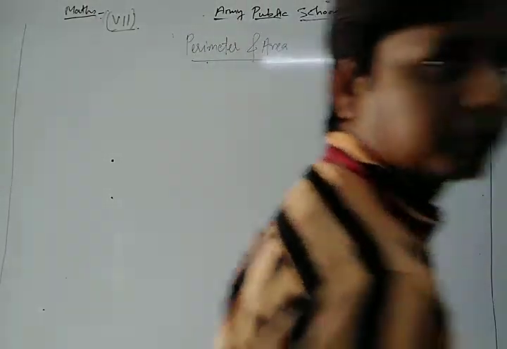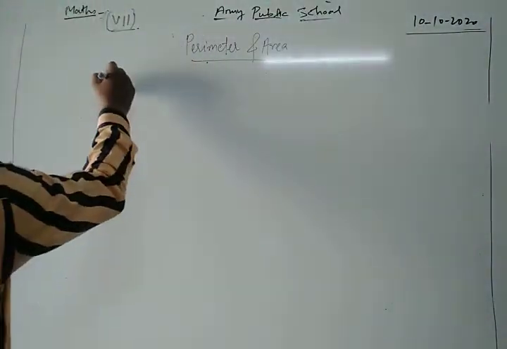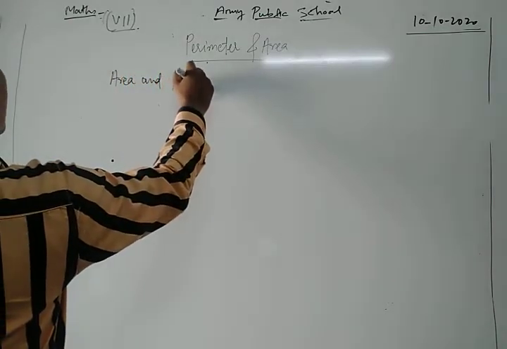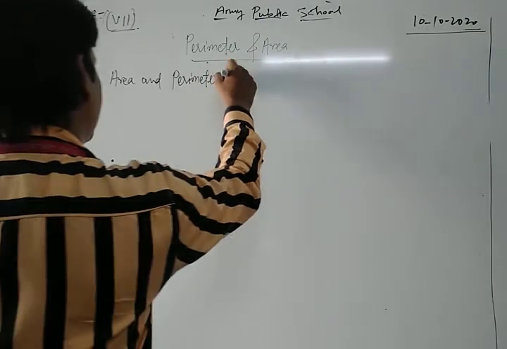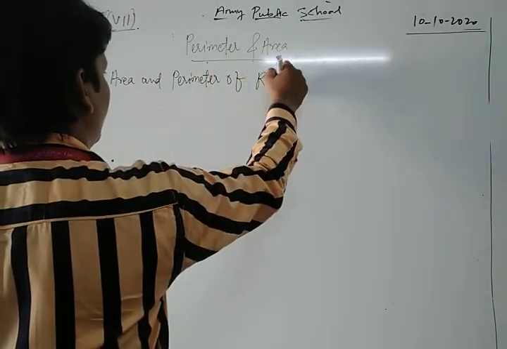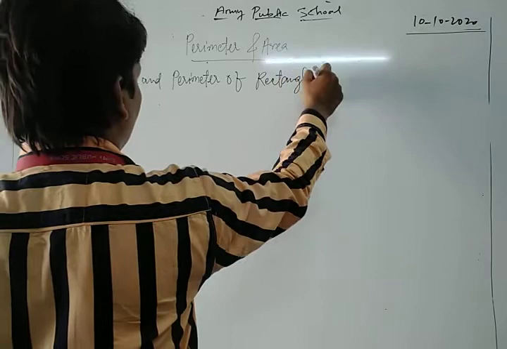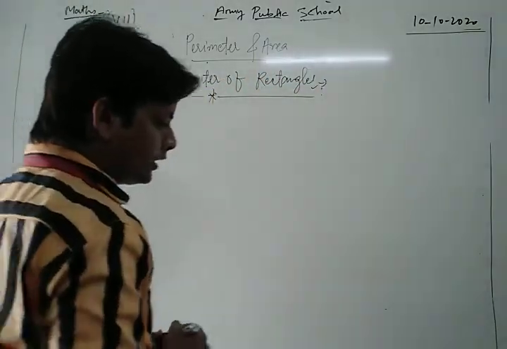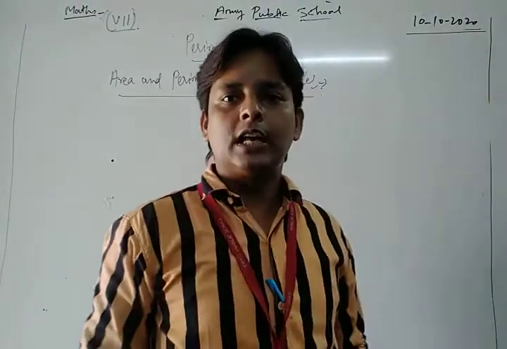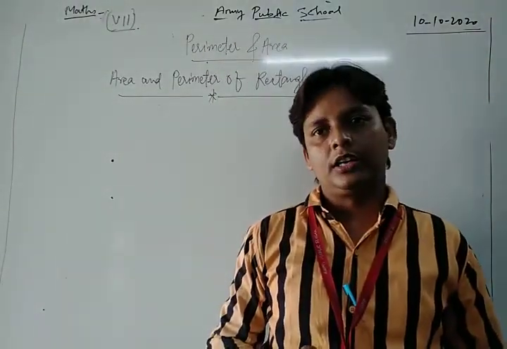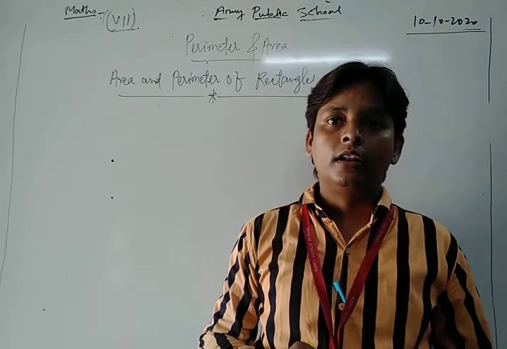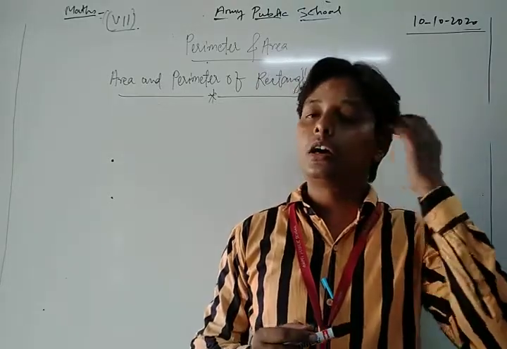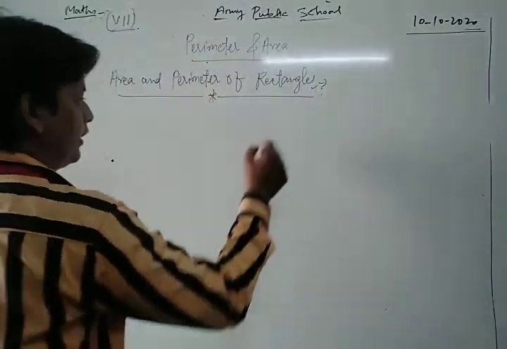Now we discuss the area and perimeter of a rectangle. Dear students, a quadrilateral in which opposite sides are equal and each angle is 90 degrees is said to be a rectangle. So you know that very well.